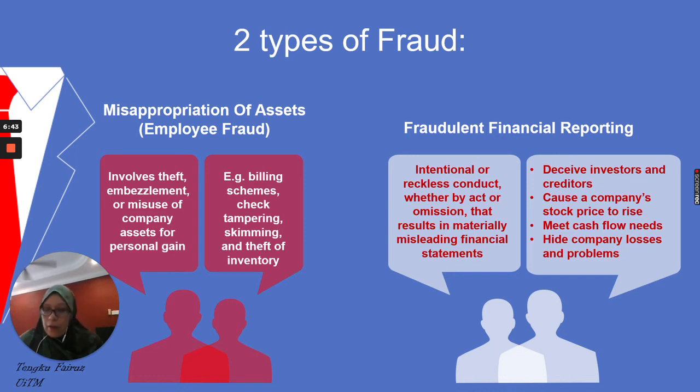The second type of fraud that is also important to the business is fraudulent financial reporting. The definition given by the Treadway Commission is that fraudulent financial reporting is intentional or reckless conduct, whether by act or omission, that results in materially misleading financial statements. For example, they mislead the financial statements to deceive investors and creditors, cause the company's stock price to rise, meet cash flow needs, and hide the company's losses and problems.